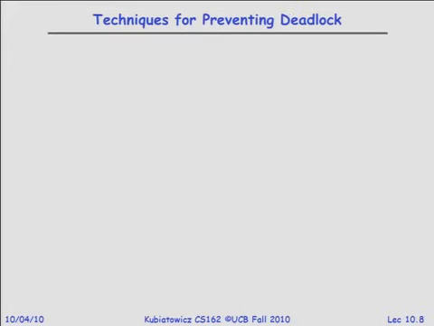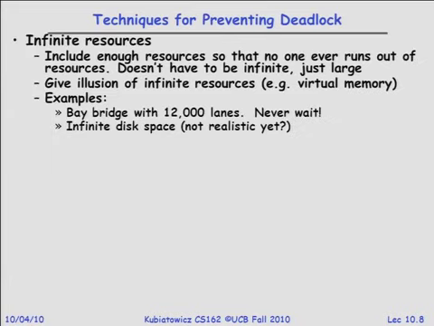So what are some good techniques for preventing deadlock? Well, one of them is infinite resources. This is the example of the Bay Bridge, 12,000 lanes, no problem. You never end up waiting.